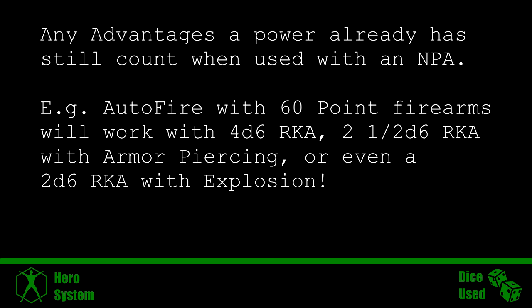The book's example is an auto-fire ability on firearms that go up to 60 active points. It then states that this will work for a 4d6 ranged killing attack, a 2.5d6 with armor piercing, or even a 2d6 explosion. All of these are below 60 active points, and would be able to strike up to 3 times. Let's move on to the single method.